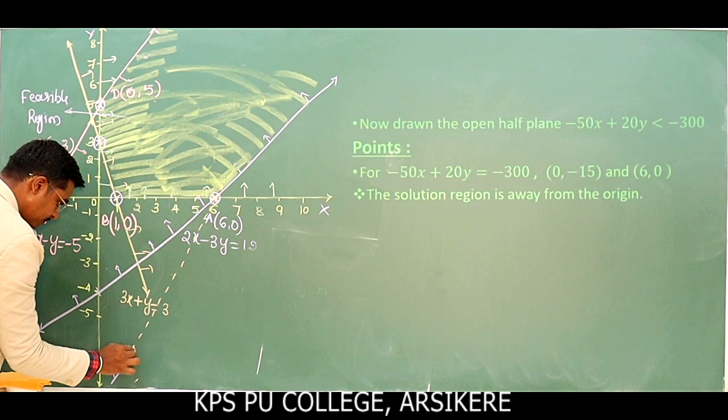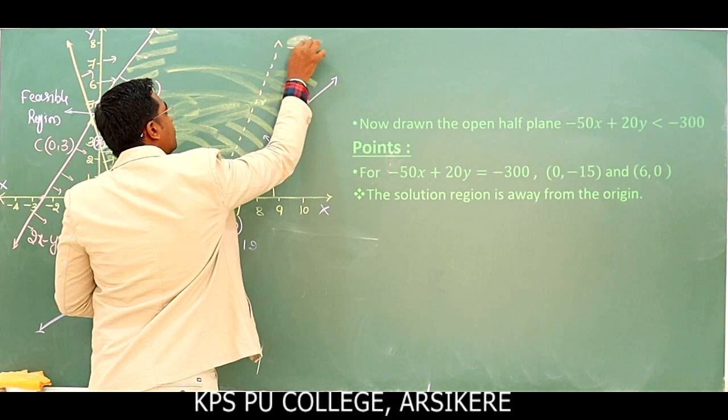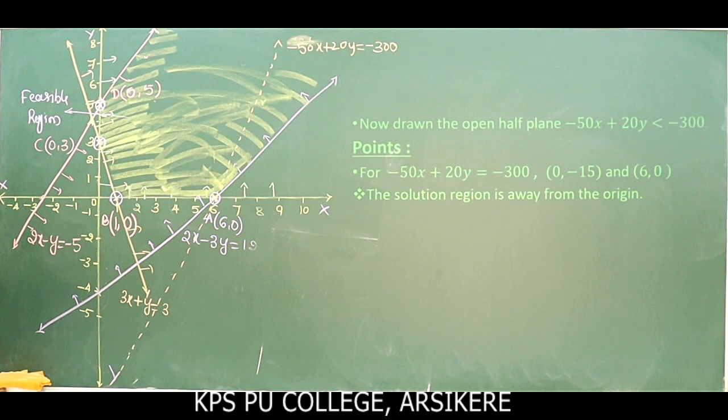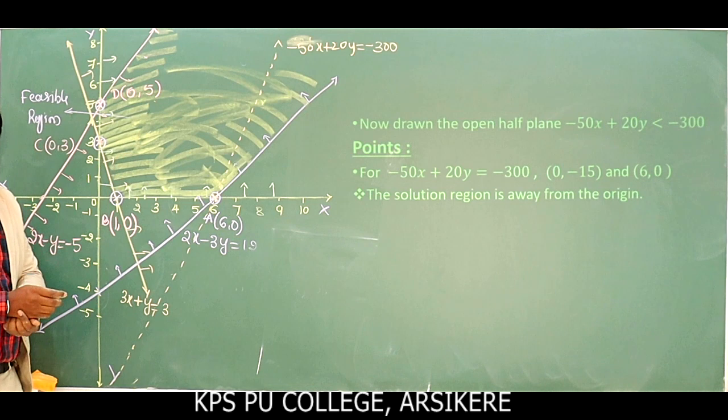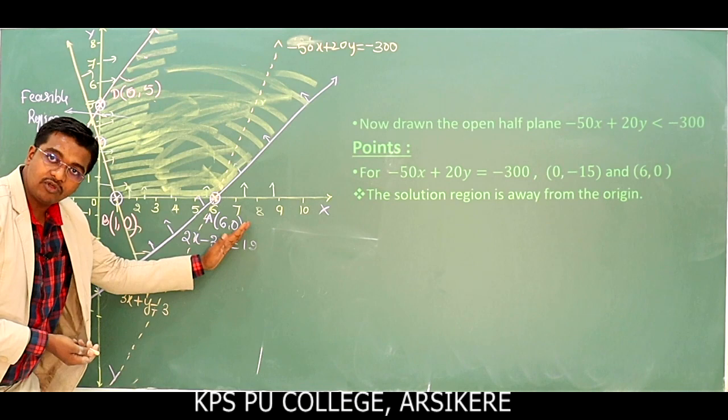This is minus 50x plus 20y is equal to minus 300. So now draw the feasible region, sorry, the open half plane. When I substitute x is equal to 0 and y is equal to 0, the inequality does not hold good, that is, the inequality becomes false. That's why the solution region is away from the origin. You note it: towards the origin when it is true, away from the origin when it is false. So write the arrow mark opposite to the origin.